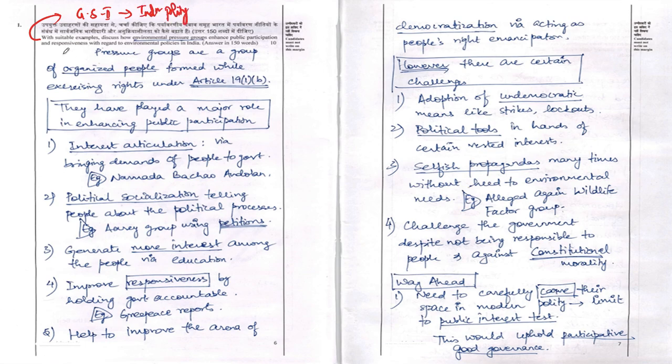So let's go into the question which has been asked here. With suitable examples, discuss how environmental pressure groups enhance public participation and responsiveness with regard to environmental policies in India. So it's a 10-marker question and they have asked to answer in 150 words.